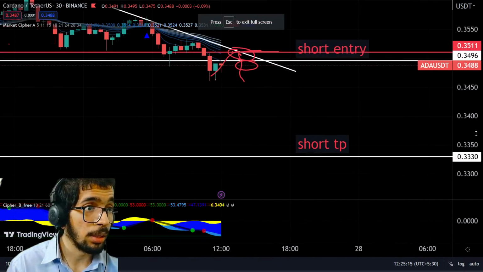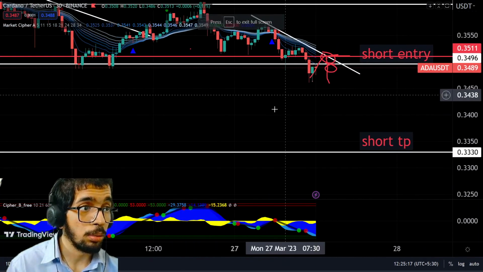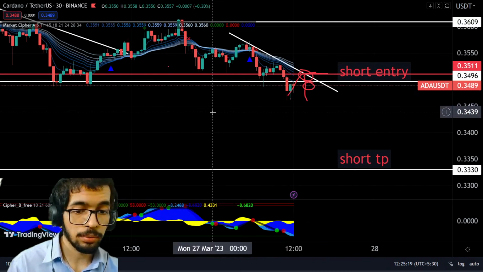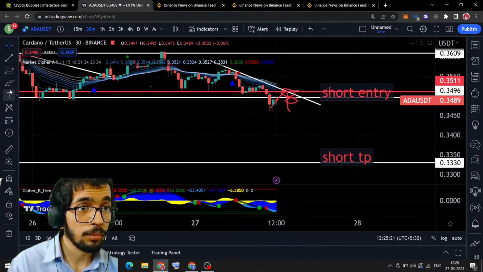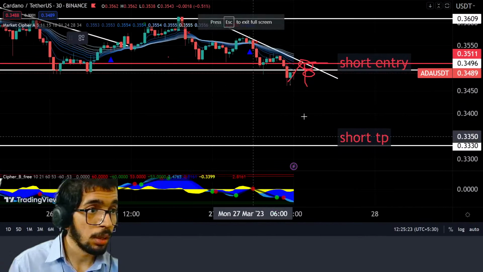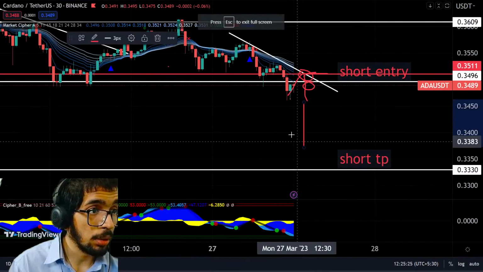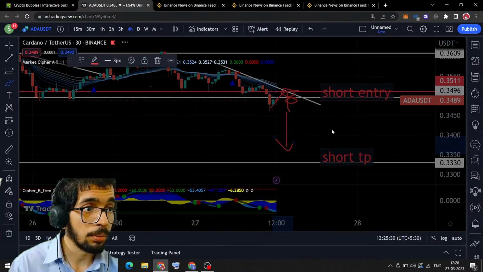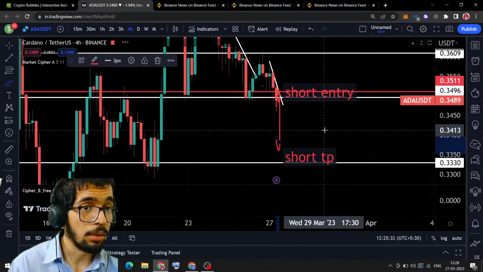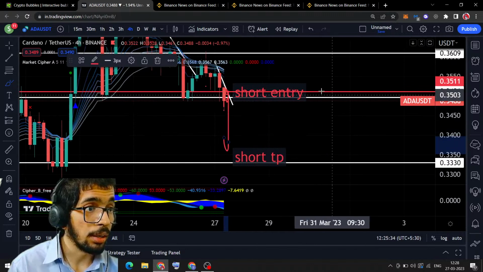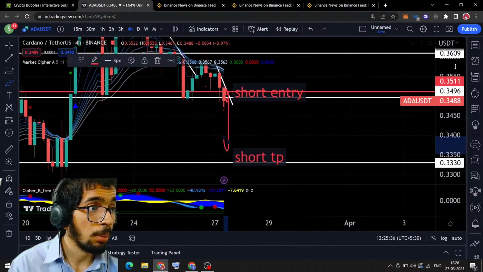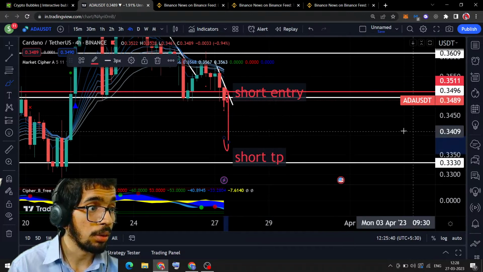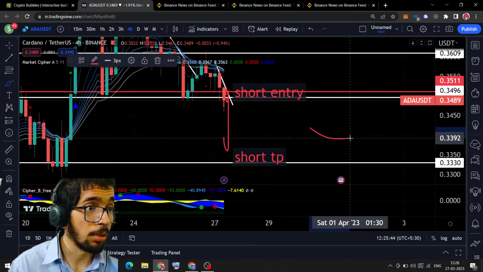Right now it's not going to break because there's no bullish, but if it breaks right now, you can put your short TP here because it already broke. You see it on a 4-hour chart also, already broke. So now you'll know your entries. The short entry is around 0.3511, and your take profit is around 0.3330. Okay, your short take profit.